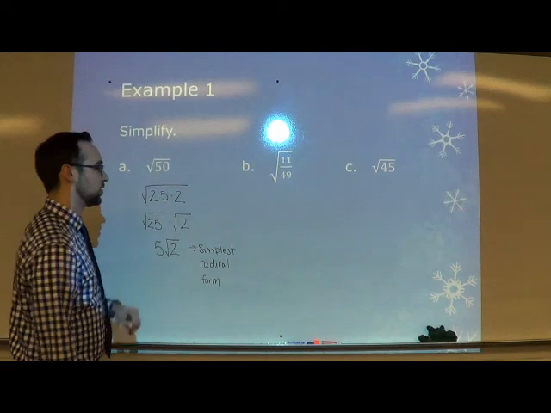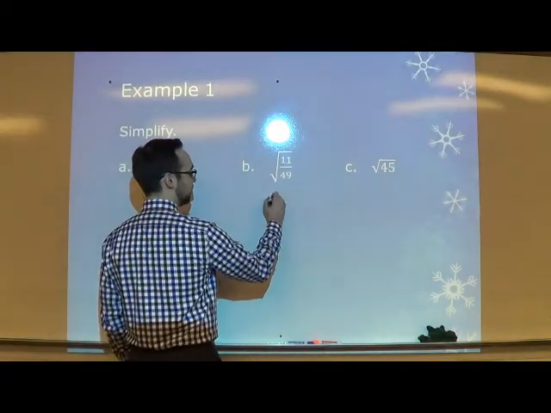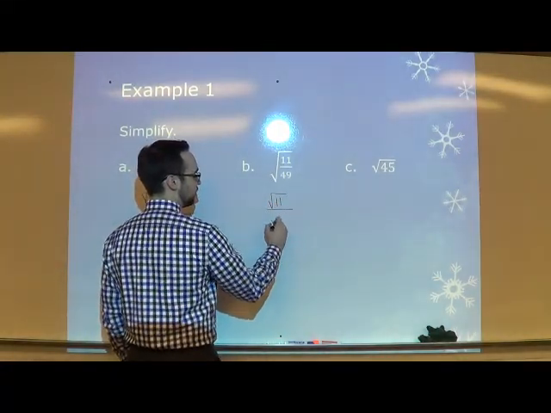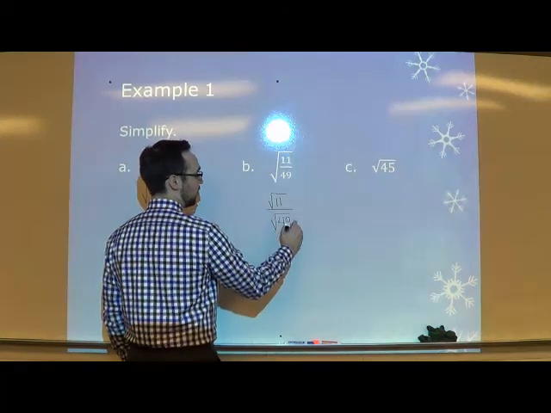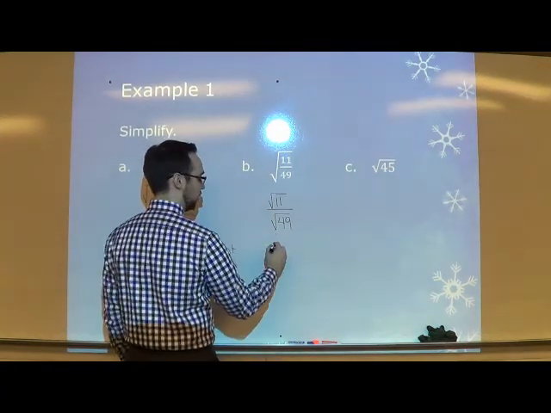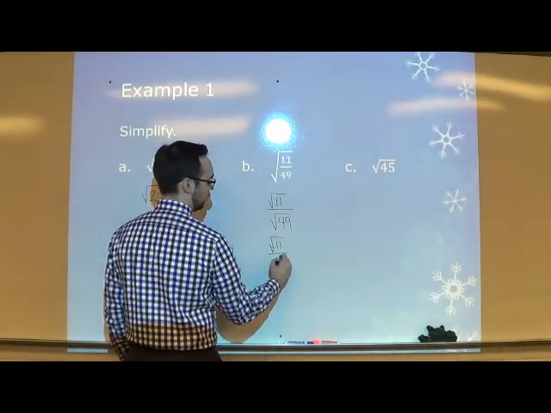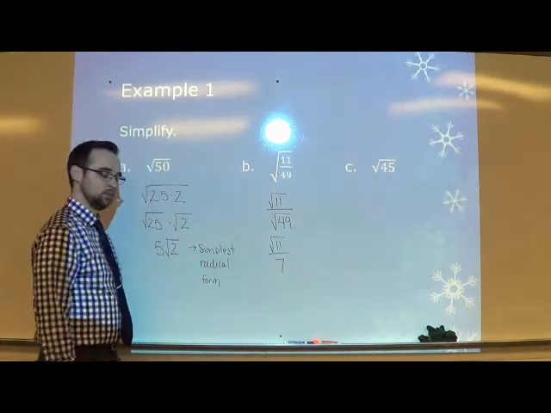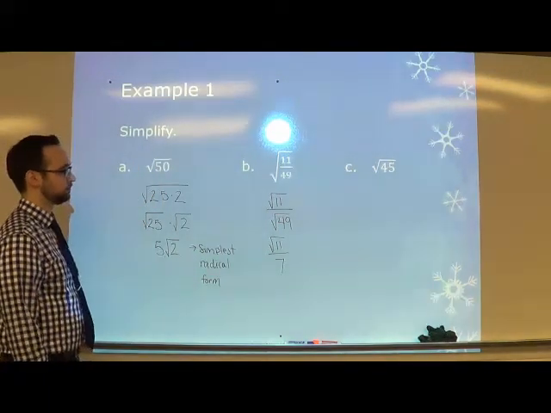Same thing for the quotients. If I separate this, I can do the square root of 11 over the square root of 49. Well, 49 is already a perfect square. So it's the square root of 11 over 7, in that simplest radical form.